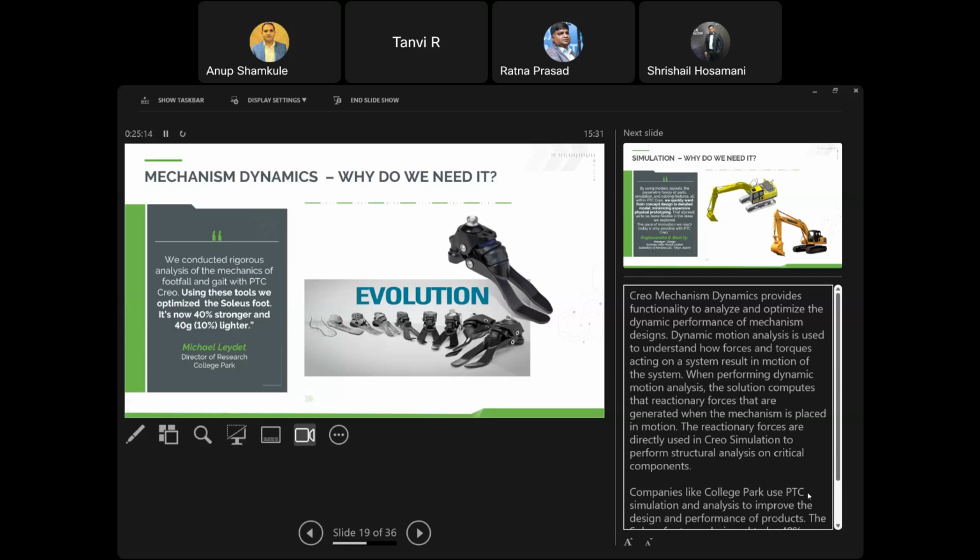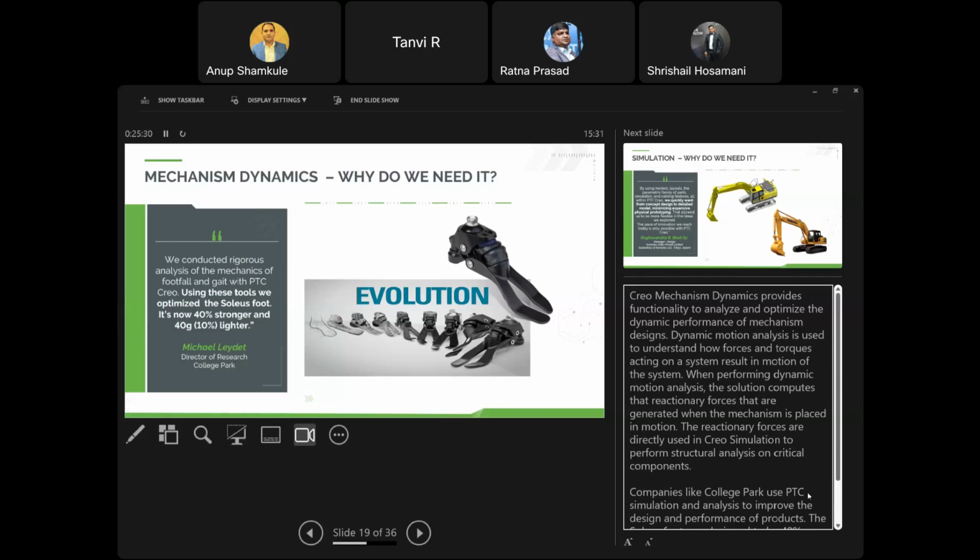So it will be calculating these reaction forces. The same forces we can take to Creo Simulation and go ahead with conducting the structural analysis on the components.